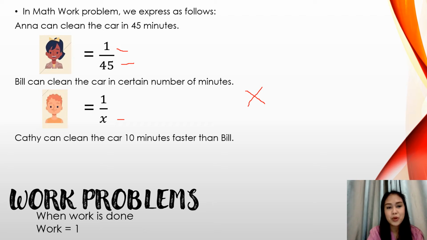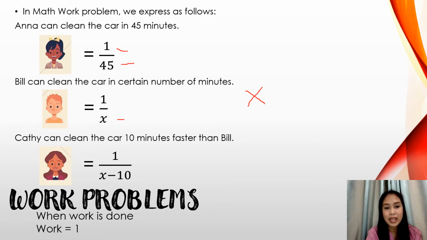Now, another example. Kathy cleaned the car 10 minutes faster than Bill. So therefore, if Kathy cleaned the car 10 minutes faster than Bill, if we know Bill can finish cleaning the car in x number of minutes, then it can be represented as 1 over x minus 10. We are subtracting 10 from the number of minutes Bill cleaned the car because Kathy did it 10 minutes faster. So that is x minus 10.